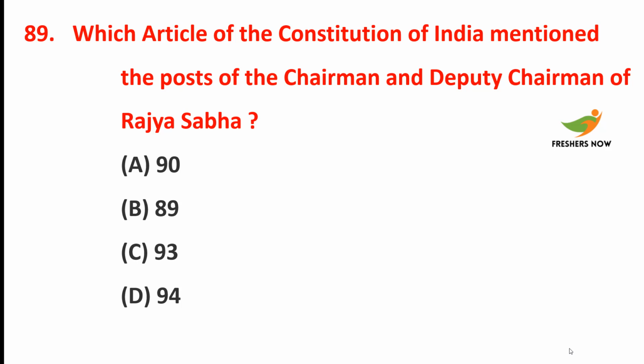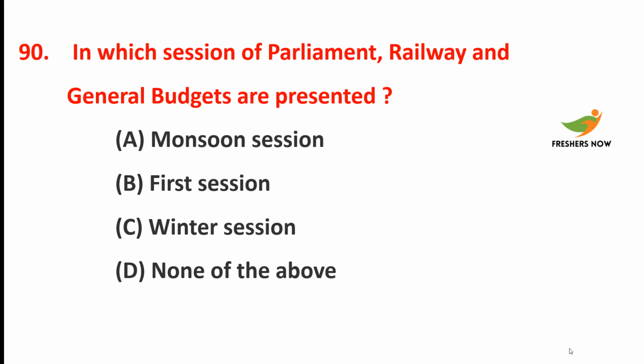89th question. Which article of the Constitution of India mentions the posts of the Chairman and Deputy Chairman of Rajya Sabha? And the answer is B, 89. 90th question. In which session of Parliament are railway and general budgets presented? And the answer is B, first session.